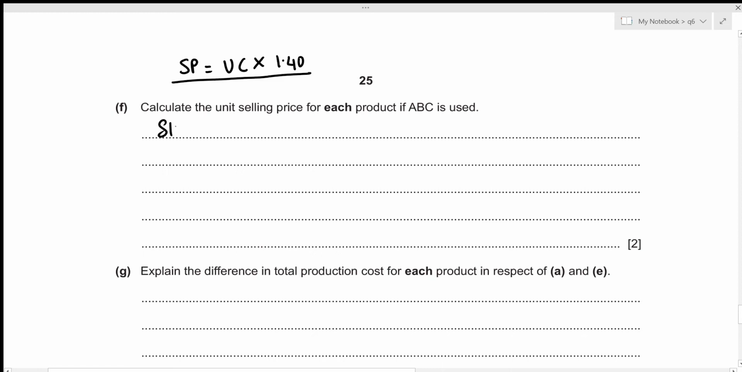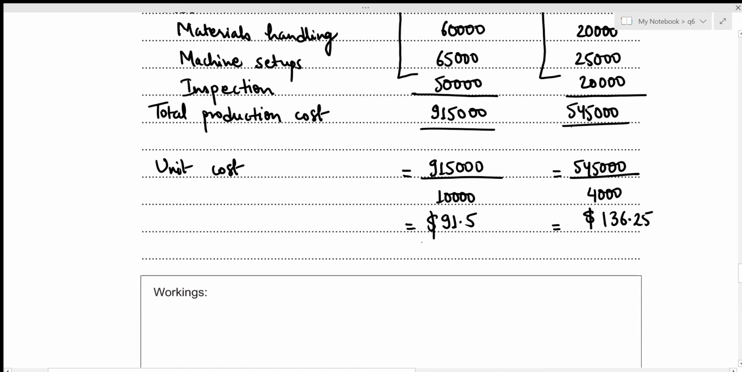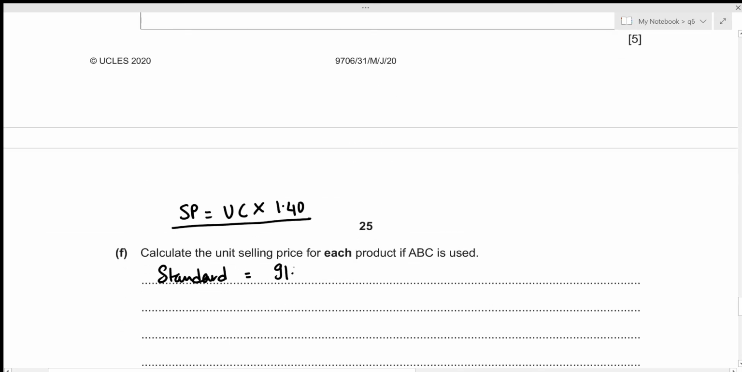Now for standard, let's have a look above for its unit cost. We figured it out to be 91.5. So that's going to be 91.5 times 1.40, which gives the unit selling price for standard if activity-based costing is used, which results in the value of 128.1.